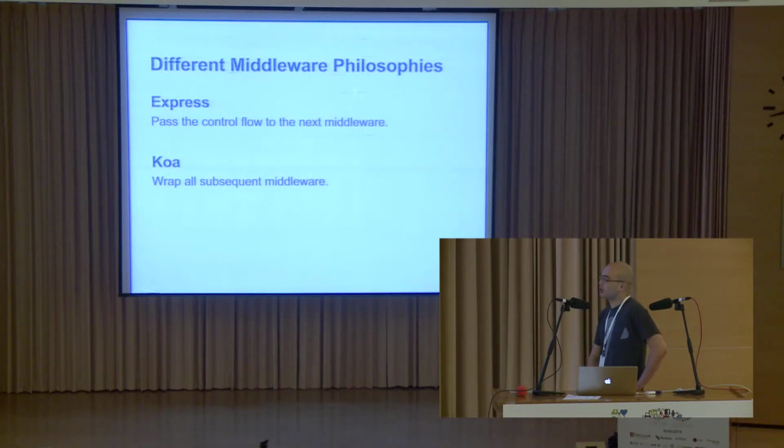So this is how Express differs from Koa. In Express, you just pass the control flow, you pass middlewares to each other, and you just pass references to each other. In Koa, it actually wraps it.